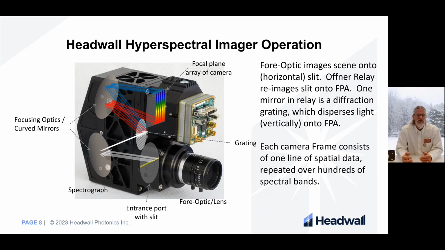one line of pixels re-imaged at many different wavelengths, typically on the order of 300 different wavelengths. And so each time we take a frame, we get, in the case of the imager that I'll be talking about today, 640 spatial pixels and 270 spectral pixels. And then we take another line, we move forward, take another line, we move forward, and we build our image up that way.